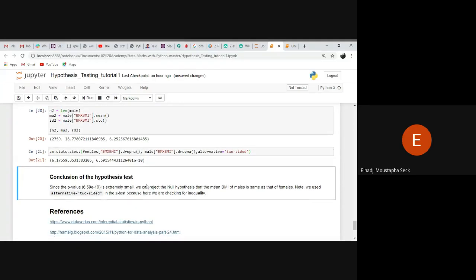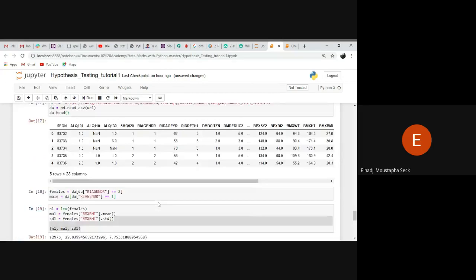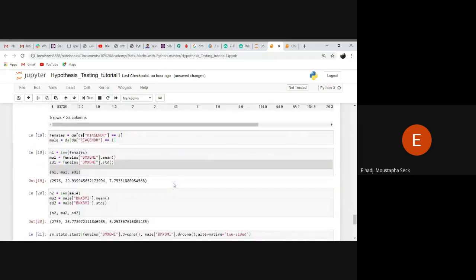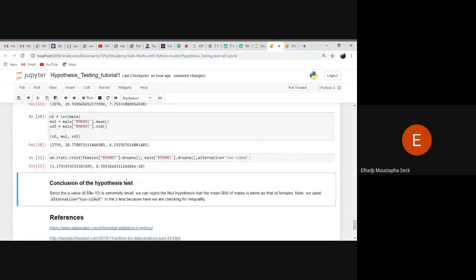So the conclusion is that, since the p-value is extremely small, we can reject the null hypothesis saying that the mean of the body mass index of female is the same as the mean of the body mass index for male. So we cannot accept this null hypothesis because the p-value is less than the level of significance. So we have to reject this hypothesis saying that the two body mass indexes for male and for female are the same.